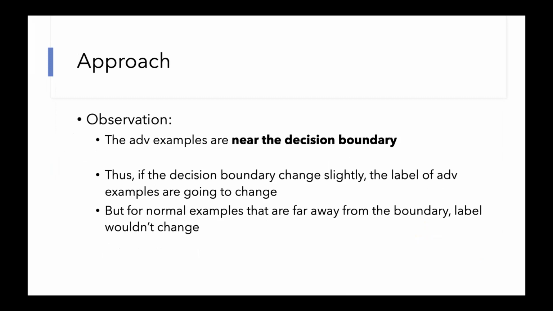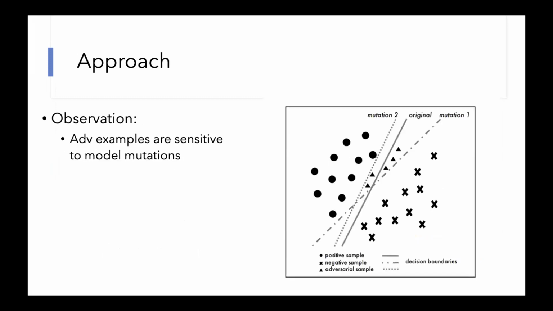The paper observes that adversarial examples are near the decision boundary. Thus, if the decision boundary changes slightly, the labels of adversarial examples are prone to change. But for normal examples that are far away from the boundary, the label won't change. For example, in this figure, the solid line is the original model. The triangle points are adversarial examples and the rest are normal examples. If we tweak the boundary, then the adversarial examples cross the mutated boundary, but the normal ones are unaffected.